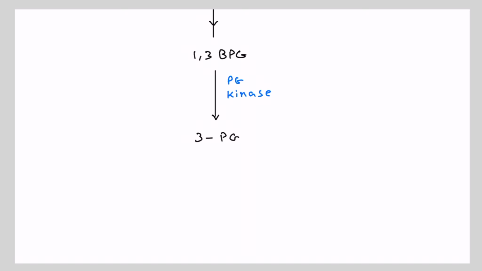Now, there is an alternative pathway which is called Rapoport-Luebering shunt. And this shunt is going to be particularly important in red blood cells. And 1,3-bisphosphoglycerate in this pathway can get converted into what we call 2,3-bisphosphoglycerate. And this is happening through the action of a mutase.